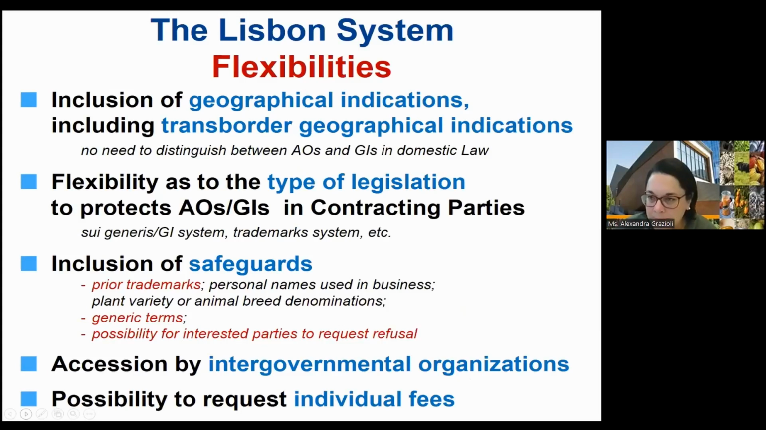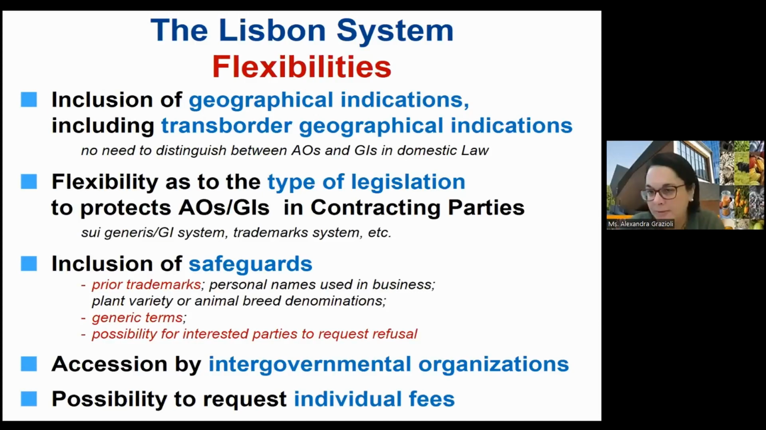What was an important part of the negotiation in 2015, when the Geneva Act was adopted, was the introduction of several flexibilities in the Lisbon system. The first main flexibility introduced was the concept of geographical indication. With the old version of the Lisbon Agreement, only appellations of origin were protected. And as you know, an appellation of origin is a limited number of geographical indications where the link with the territory is even stronger than with a geographical indication. So now the TRIPS definition is fully included in the scope of protection of the Geneva Act.